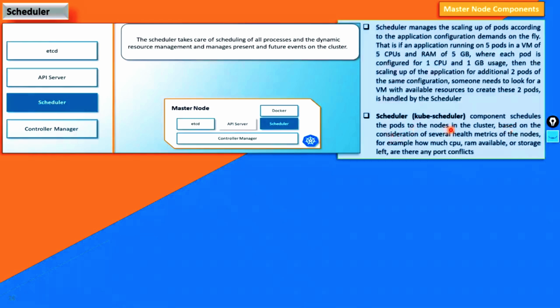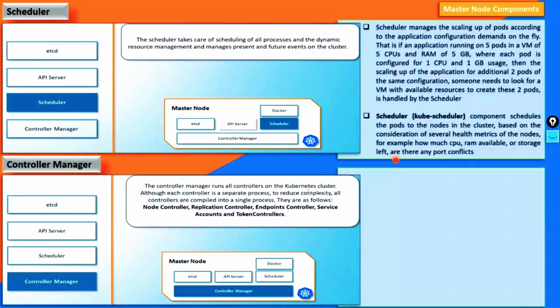The kube scheduler component schedules the pods to the nodes in the cluster. So who will take care if the number of pods comes down from 3 to 2, to get it back to the number 3? It is the scheduler. Based on the consideration of several health metrics of the nodes or the pods, for example, how much CPU, RAM available or storage left, and if there are any port conflicts. So all these things will be managed, understood and rectified by the scheduler.